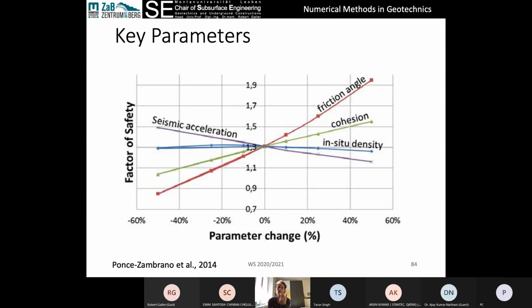Our input parameters, so here's an example of a spider graph showing if we change friction angle, cohesion, density, and seismicity, for example, increase them and decrease them, what is the impact on, this would be for a slope, for example, what is the impact on a factor of safety as we change all of those? Which one has the highest impact? Friction angle obviously dominates the factor of safety, so it's really important to get a good handle on friction angle. Seismic acceleration, not so much in this case, so we don't have to be quite so precise, quite so pedantic about getting exactly the right accelerations.